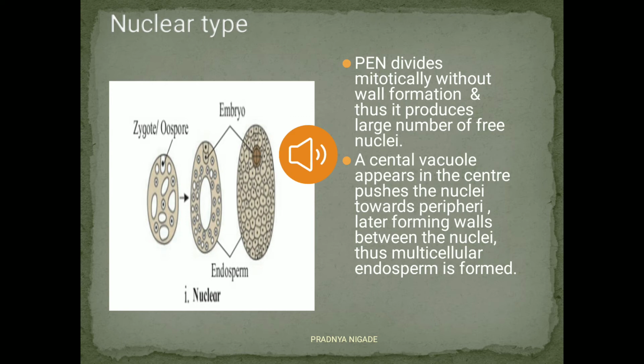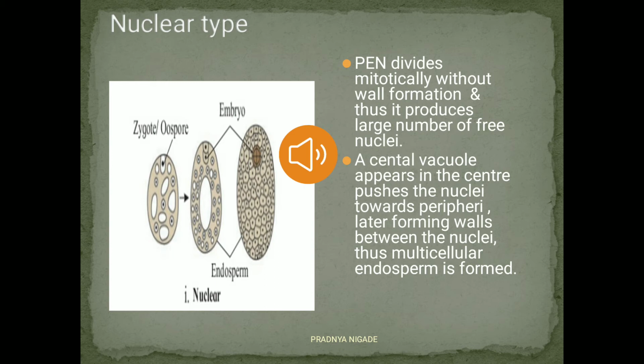Now in this type, the primary endosperm nucleus divides mitotically without wall formation to produce a large number of free nuclei. A big central vacuole you can see in the center of the cell, pushing the nuclei towards the periphery. After some time, walls develop between the nuclei and hence multicellular endosperm is formed. But in most cases, cell wall formation remains incomplete. Examples are wheat, sunflower, and coconut.